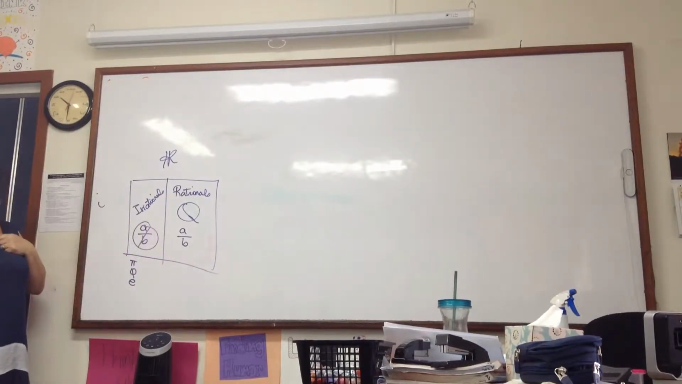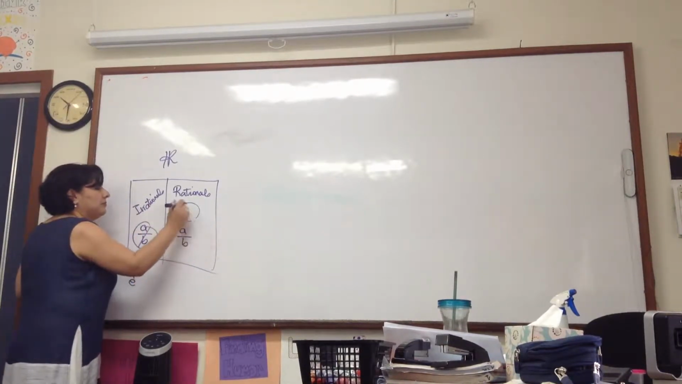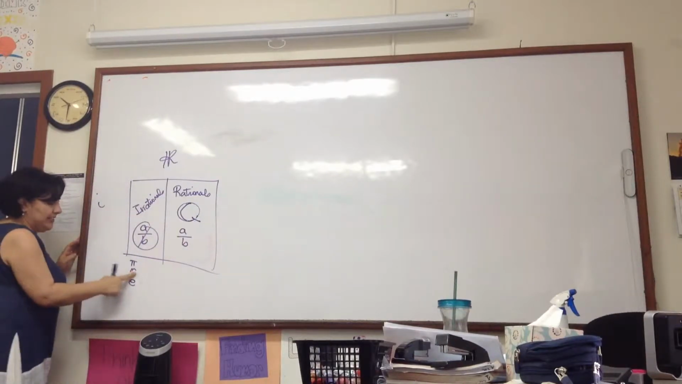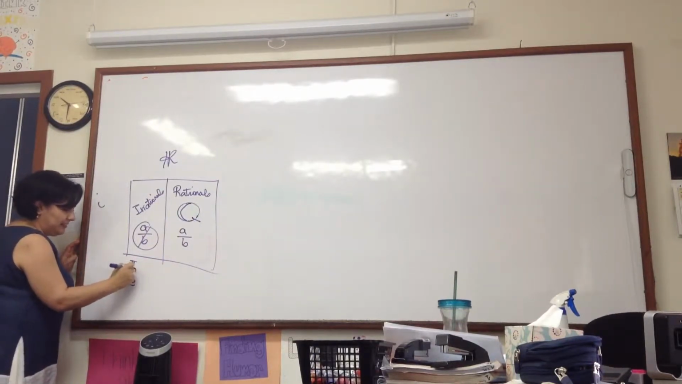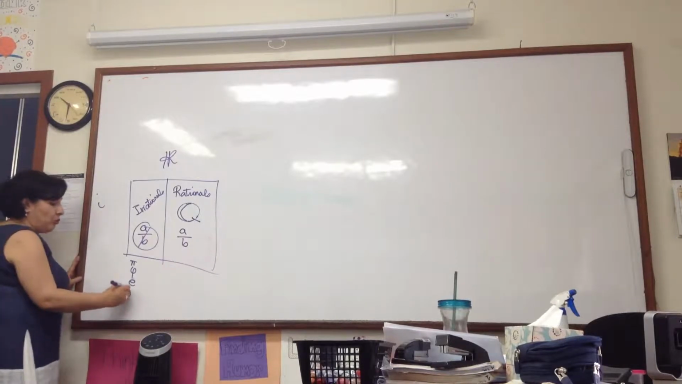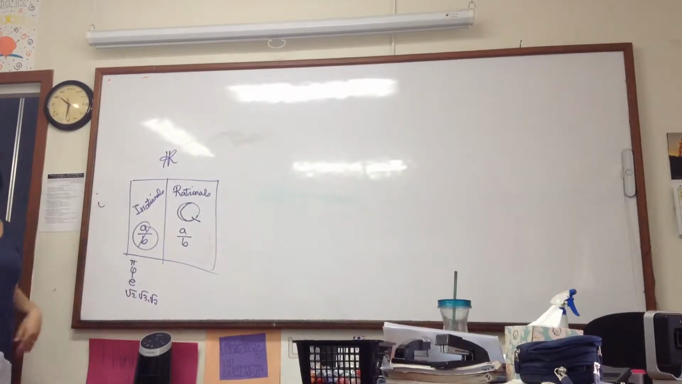Whereas this one is like this. This was 5. This is e, pi. All the square roots of prime numbers are here also. Square roots of prime numbers are all irrationals.